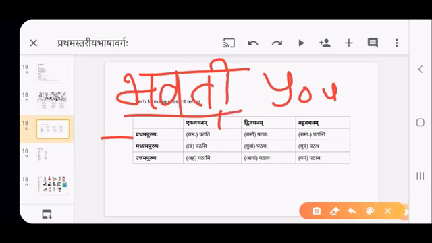Because this bhavati is ekavachana, the corresponding kriyapada also should be in ekavachana, right? Because the person who is doing the action is only one person. So the kriyapada and the noun who is doing it should be in the same vachanam. If there are two people, the kriyapada will be in dvivachanam and the noun will also be in dvivachanam. And if the kriyapadam is in bahuvachanam, the noun will also be in bahuvachanam.